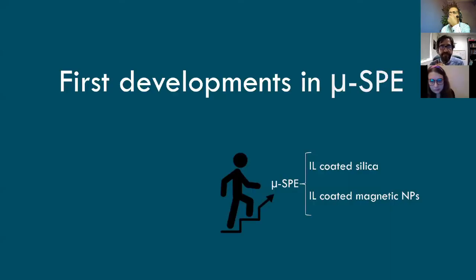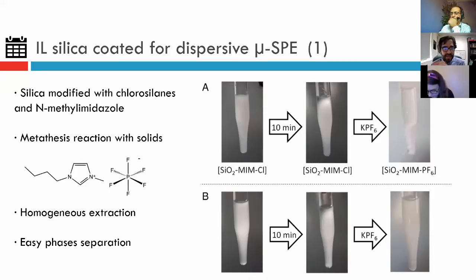Very briefly, the first developments in macro solid phase extraction. We designed 2 types of materials, the ionic liquid coated silica and the ionic liquid coated magnetic nanoparticles. The coating process is pretty similar in both approaches. In our first approach, we start from silica particles, and we modify the surface of these silica particles with chlorosilanes. And then if you add, for example, N-methyl imidazole, you can covalently immobilize an imidazolium ring on the surface of the particle.